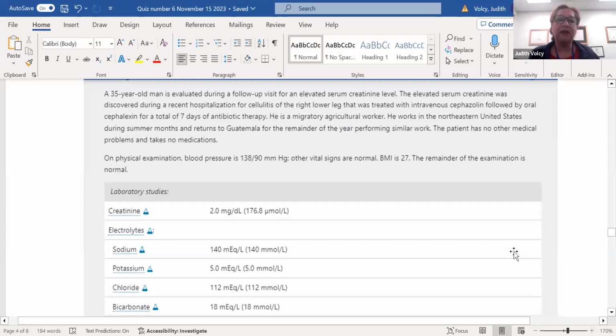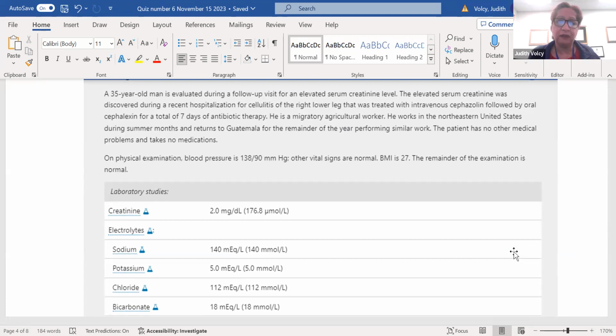We have a 35-year-old man evaluated during a follow-up visit for an elevated serum creatinine level. The high creatinine was discovered during a recent hospitalization for cellulitis of the right lower leg that was treated with IV cefazolin, followed by oral cephalexin for a total of 7 days of antibiotic therapy.